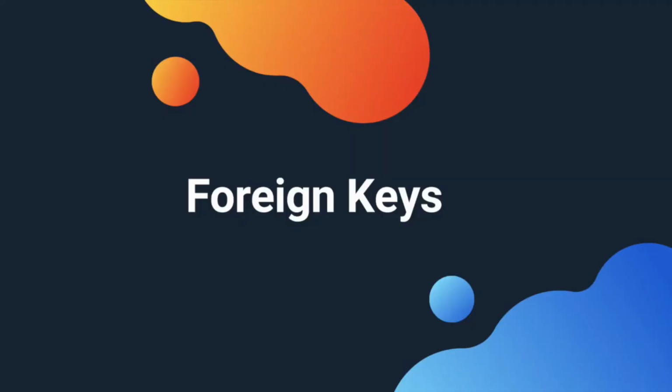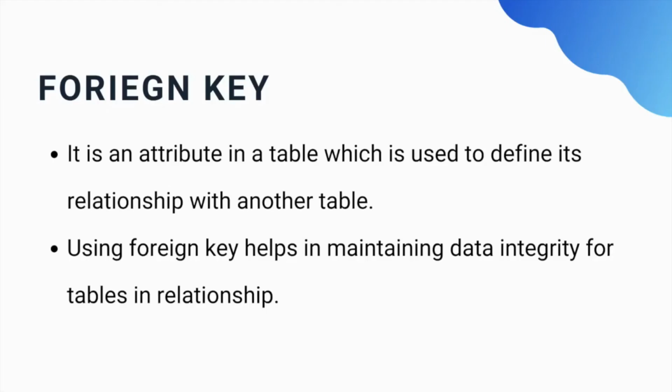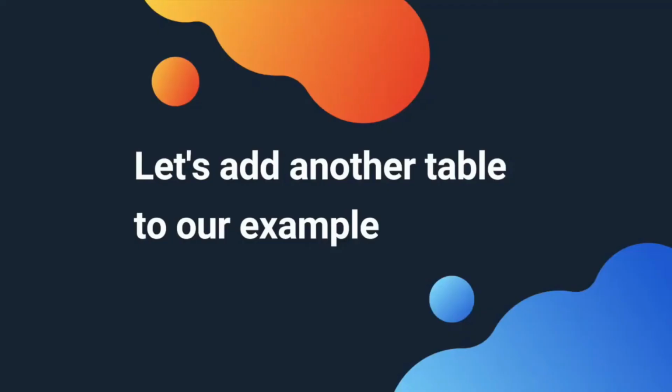Now, coming to foreign keys. A foreign key is nothing but an attribute in a table which is used to create a relationship of that table with some other table. In case our tables have a relationship, using foreign keys helps us to maintain data integrity for the relationship. For this, we will have to involve another table in our example.